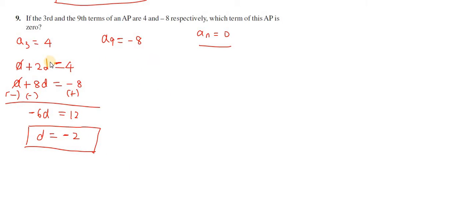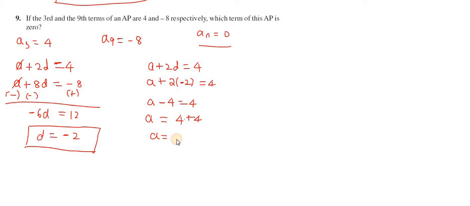Okay, now we need to find A. We know that A plus 2D is equal to 4. What is the A value? A plus 2 into minus 2 is equal to 4. So A plus 2 into minus 2, which is minus 4, is equal to 4. Therefore A is equal to 4 plus 4. So A is equal to 8.